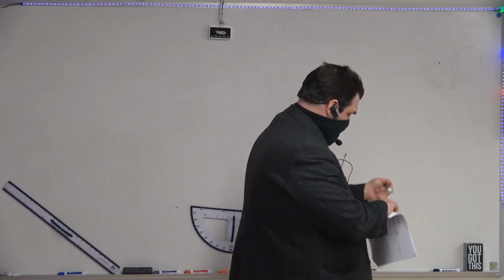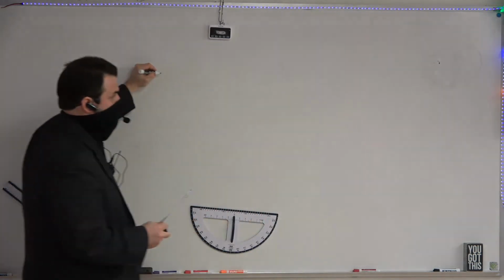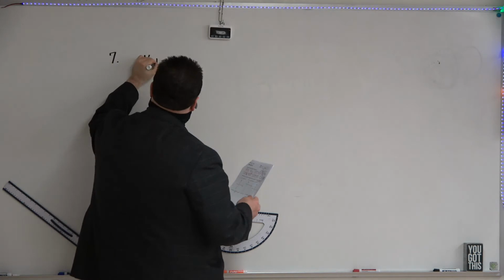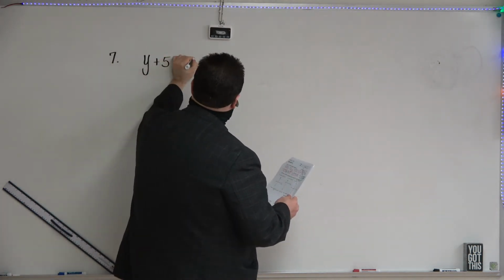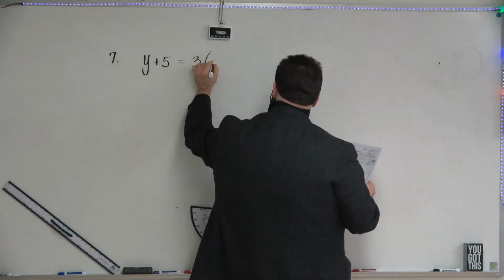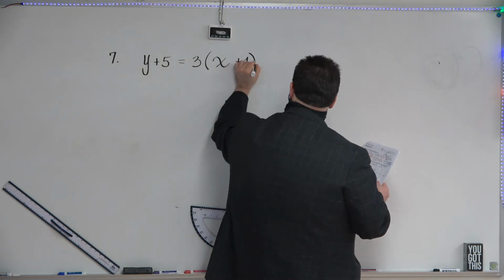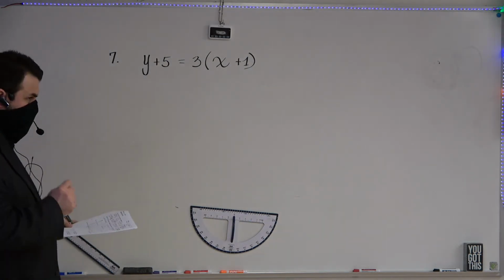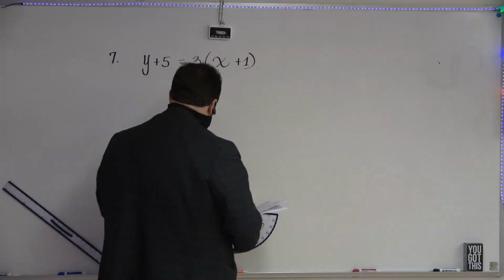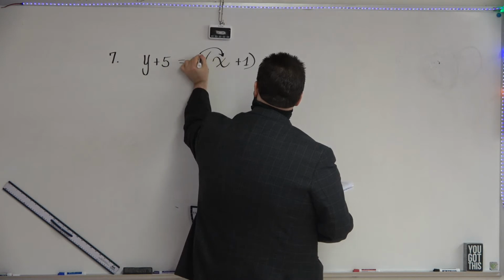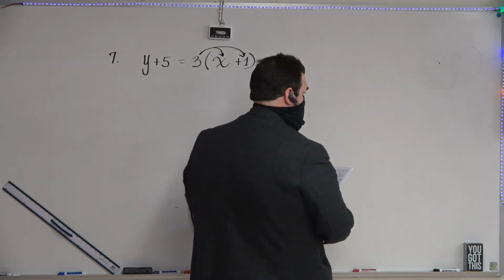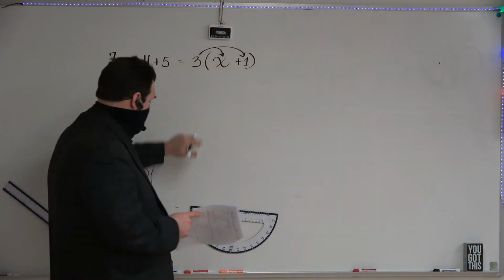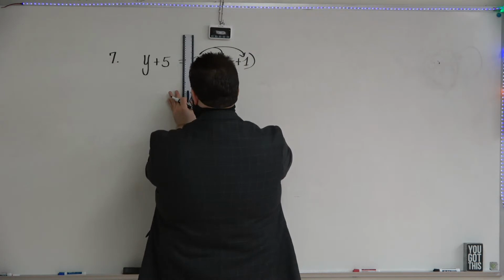Okay, on number 7, you're given y plus 5 equals 3, open parentheses, x plus 1, close parentheses. Now, the way I put this on this paper, you're going to have to write pretty small. But first, we need to distribute this 3, right? Got to distribute the 3. Let's make sure we're putting our vertical line here.